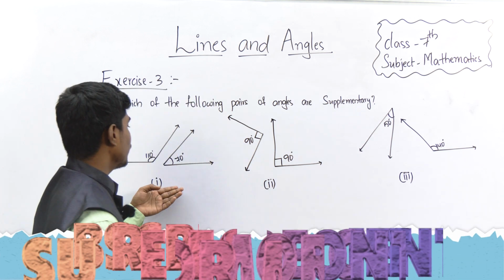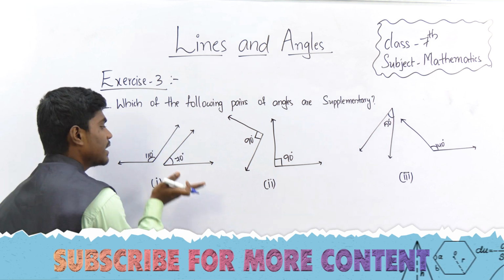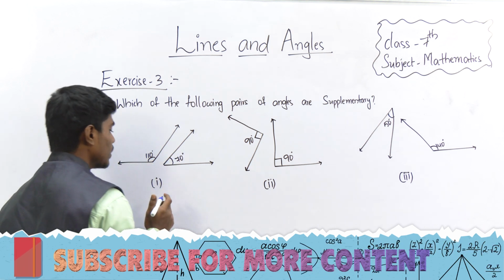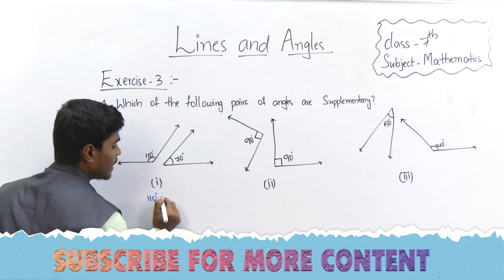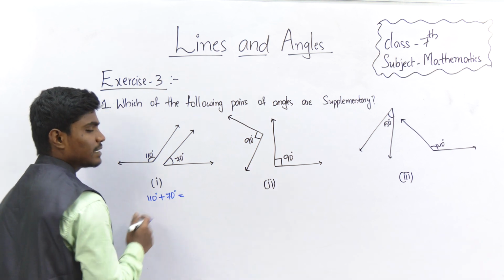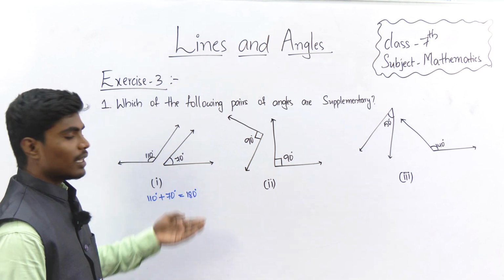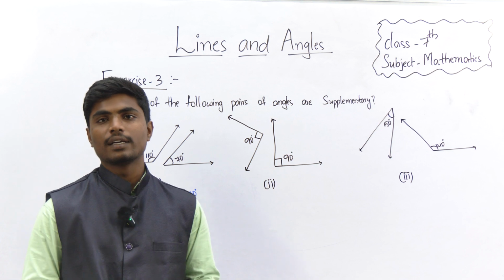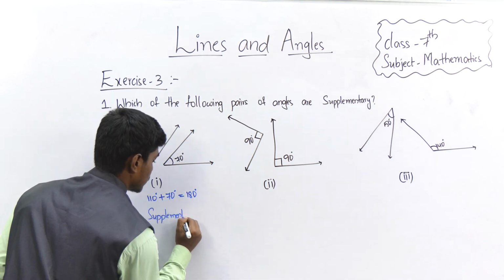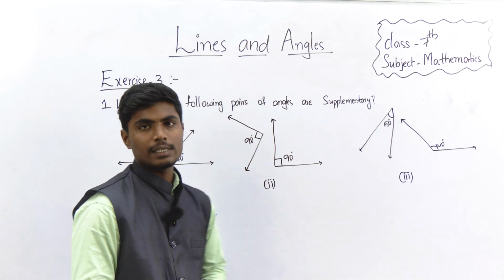Okay, here we move to the first problem. One angle is 110 degrees and the other angle is 70 degrees. We have to add the two angles. So 110 degrees plus 70 degrees is 180 degrees. Here the sum is 180 degrees, so these are supplementary angles.